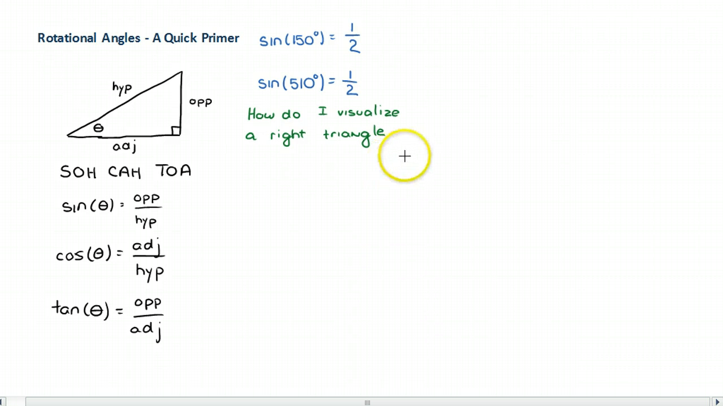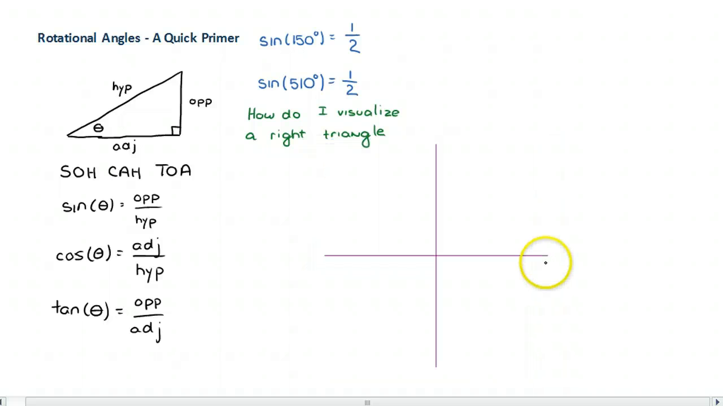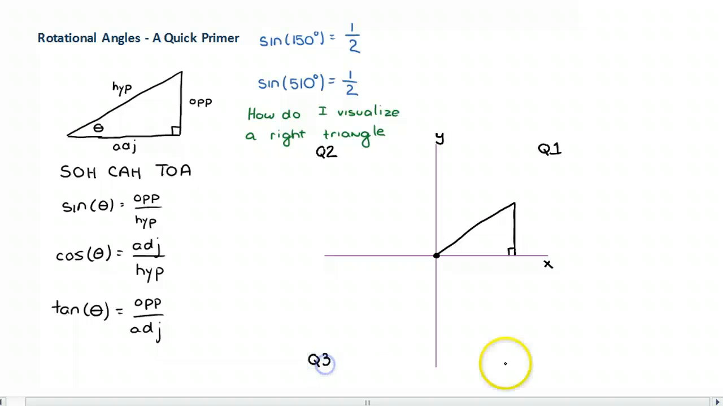What we do is we take our triangle and we actually place it onto a Cartesian plane. So we create an XY plane. And we remember that the horizontal is the x and the vertical is the y. And we take this triangle here and we place it like this. So we put it into quadrant 1. Remember, this is called quadrant 1. This is called quadrant 2. This is called quadrant 3. And this is called quadrant 4.